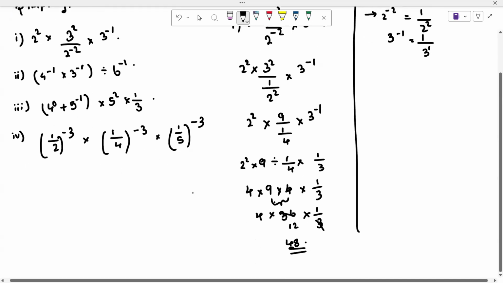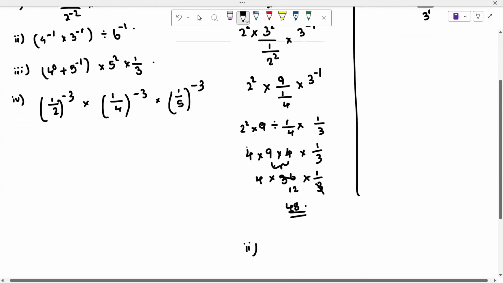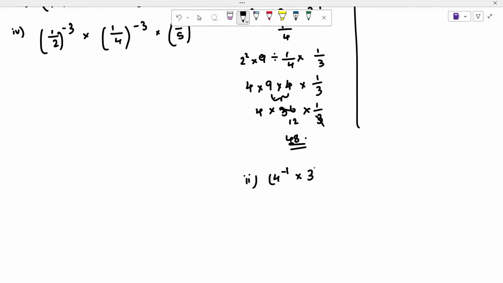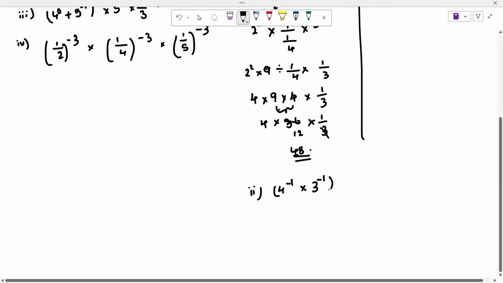Next, we will see the second question. So what is our second question? 4 power minus 1 into 3 power minus 1, divided by 6 power minus 1.